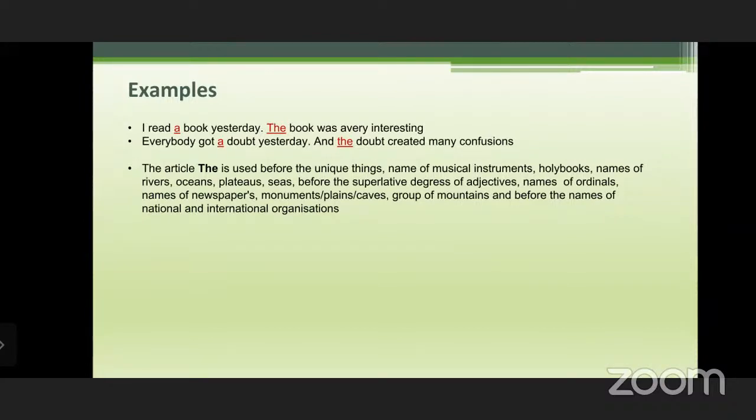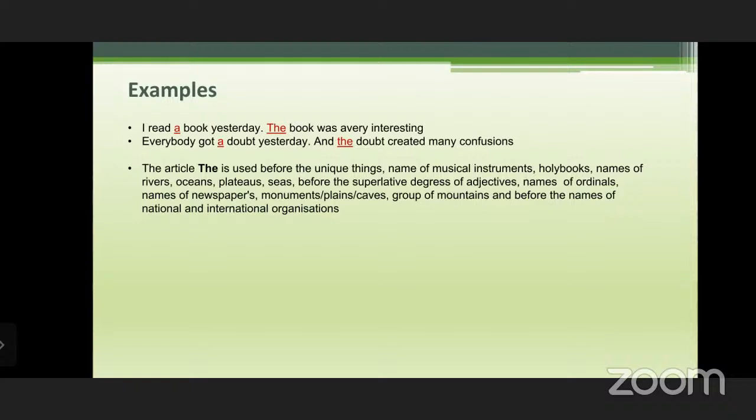And next one, names of newspapers. So what are the names of newspapers? For example, Hindu, Deccan Chronicle, Enadu. So for all these names of newspapers, we have to use the article the. For example, dash Times of India, the Times of India. Dash Enadu, the Enadu. So in that way, we have to go for the definite article the. And next one, names of monuments, plains, caves.